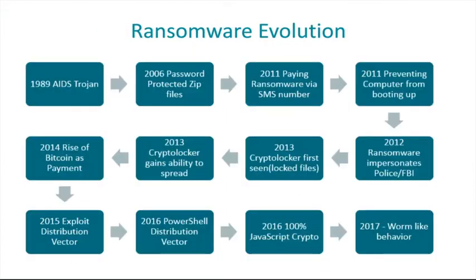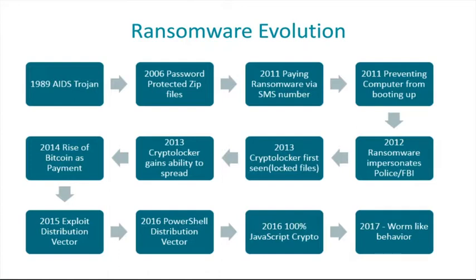So ransomware, since its initial introduction in 1989 with the AIDS Trojan, has constantly evolved its techniques. From taking certain files off your computer and dropping them in password-protected zip files, to asking you to pay a ransom by sending a text to a premium SMS number, to impersonating fake antivirus or the police or FBI. Now, almost all ransomware utilizes bitcoins for payments to make the creators harder to track.